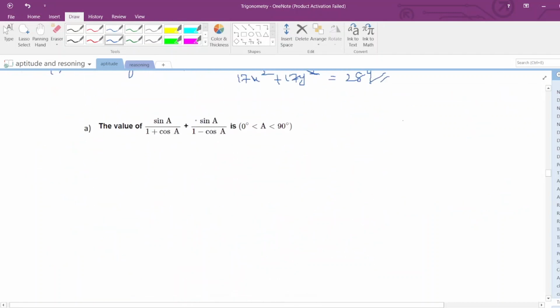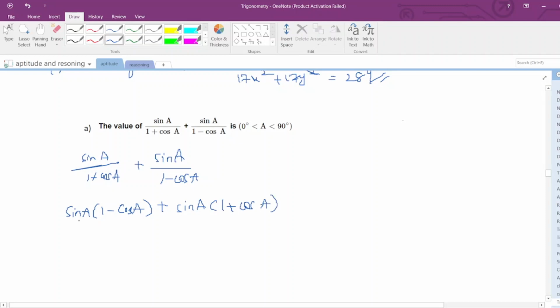So now see, note it down: the value of sin a by 1 plus cos a plus sin a by 1 minus cos a is what he is asking. So just note down the question: sin a by 1 plus cos a plus sin a by 1 minus cos a. Can I do cross multiplication? Then we get sin a into 1 minus cos a plus sin a into 1 plus cos a, right, by this one into this one. So 1 plus a into 1 minus a, which is a plus b into a minus b, a square minus b square, right? 1 minus cos square a, can I write it directly?